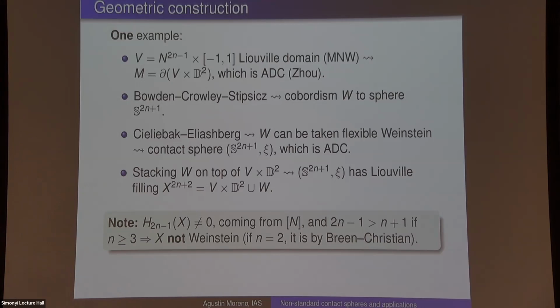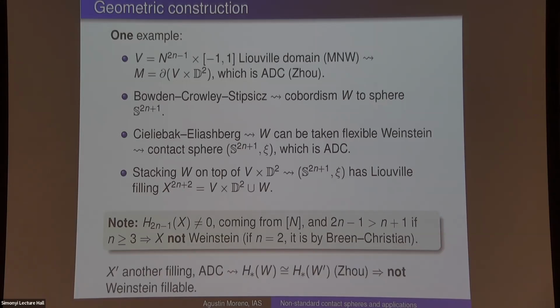So this is a slightly tricky thing. Dimension 7 is different from dimension 5 in this case, because for n equals 2, this manifold is actually Weinstein by a result of Breen and Christian. So if you take a non-Weinstein Liouville domain in dimension 3 and you stabilize it, you actually get a Weinstein. So this is why we cannot get a result in dimension 5.